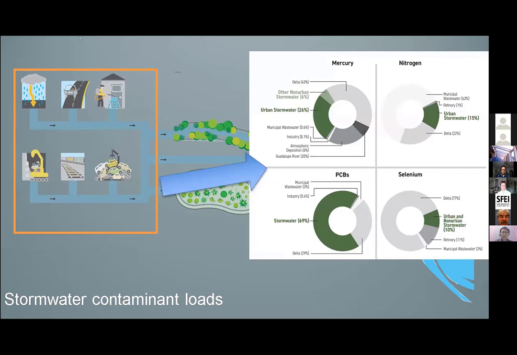For some of the pollutants, the portion that is transported by the stormwater is significant. For example, 69% of PCBs were transported by the stormwater into the bay, and over a quarter of mercury was transported via the stormwater pathway. So to better evaluate the water quality in the bay, we need to find a way to quantify the pollutant loadings via the stormwater pathway.